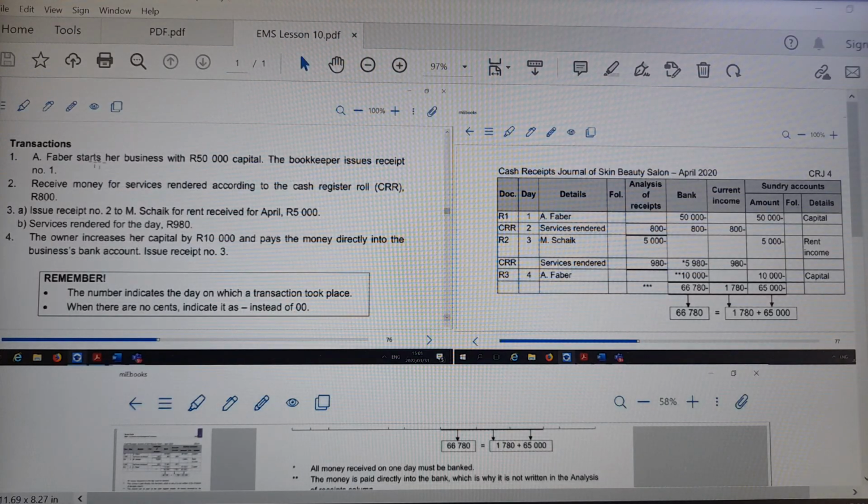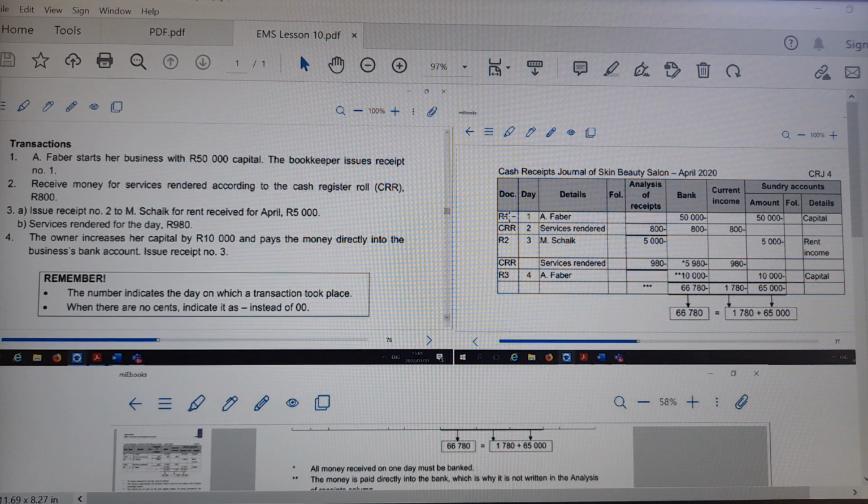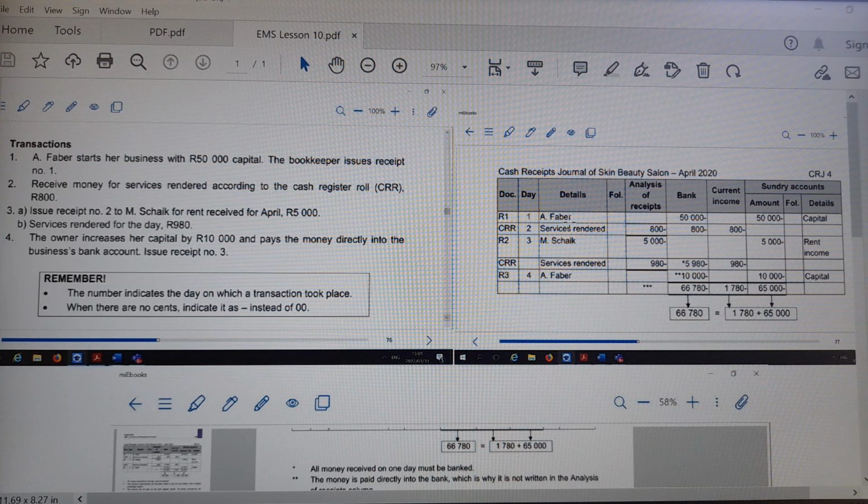So now let's go. So we have transaction number 1. A Faber starts her business with 50,000 Rand capital. The bookkeeper issued a receipt. So the document is going to be receipt, but here we write even the receipt number. So it's receipt number 1. You see it says R1. And the day of the month is day number 1 for transaction number 1. And who did we get the money from? A Faber, the owner of the business, right?